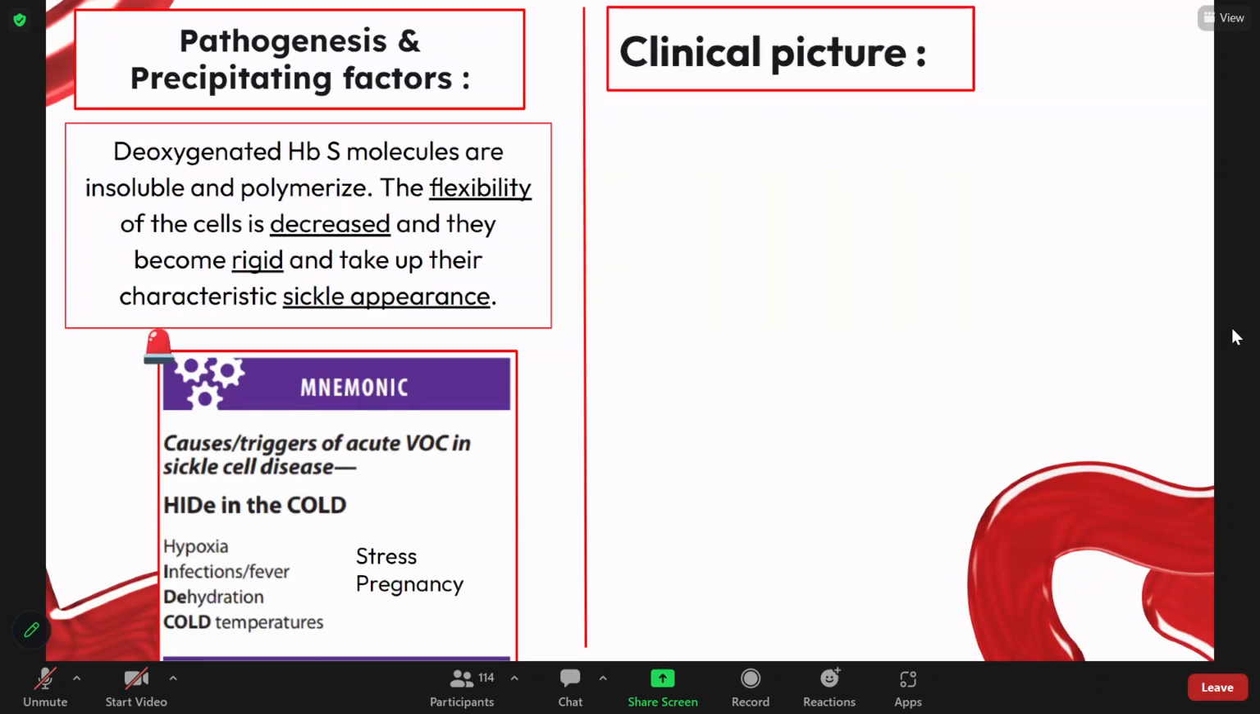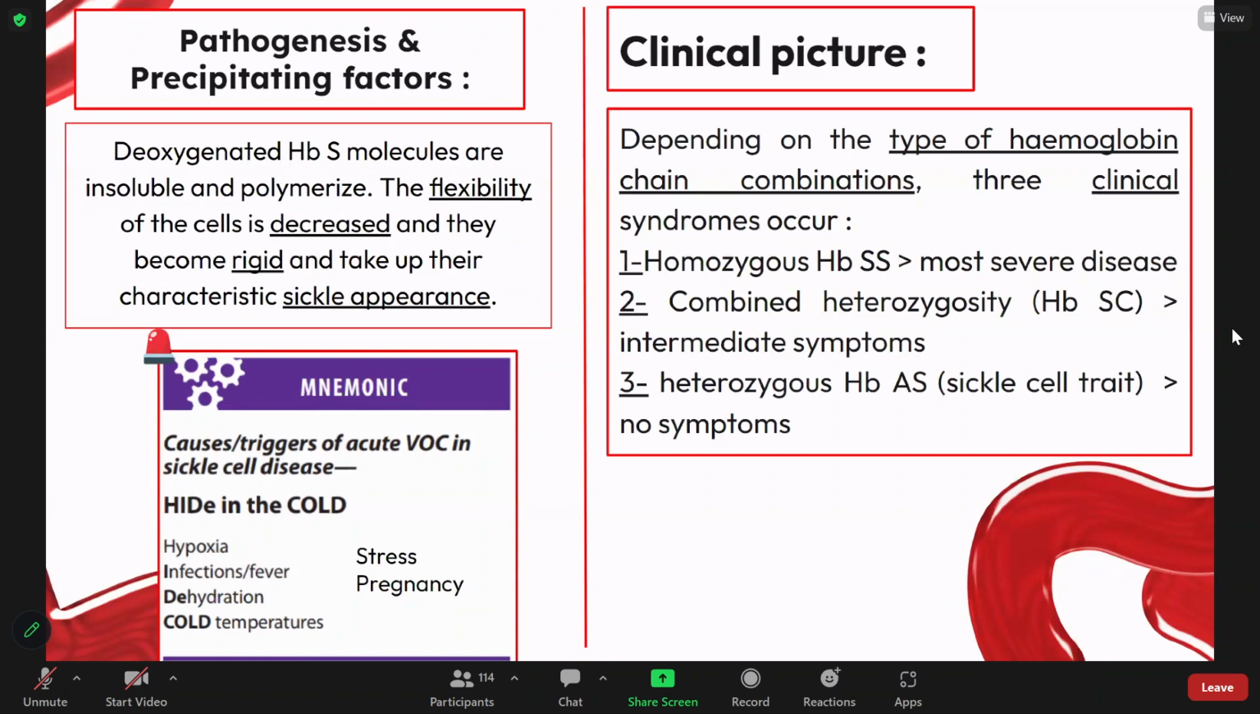For the clinical picture, it depends on the hemoglobin chain combination. So we have 3. The first one, sickle cell anemia, will produce the most severe clinical picture, symptoms and signs. The second, which is the heterozygous combination, hemoglobin S and C, will lead to intermediate symptoms. And the third, the sickle cell trait, has no symptoms or reduced symptoms, except in cases of severe trigger or precipitating factor.